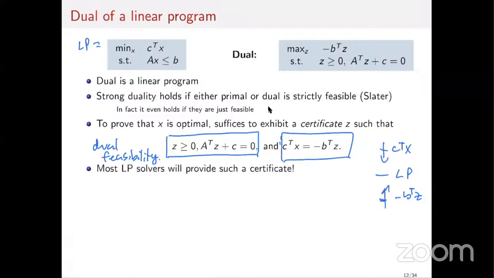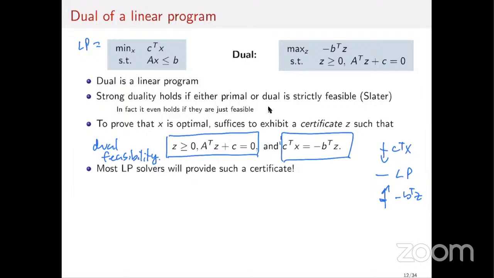The primal problem I'm minimizing, the dual problem I'm maximizing, and both of them will reach the same optimal value. But if you say that I found an X and a Z such that C transpose X is equal to minus B transpose Z, then the only possibility is in fact that C transpose X is equal to minus B transpose Z is equal to the value of the LP, and that's the global solution.